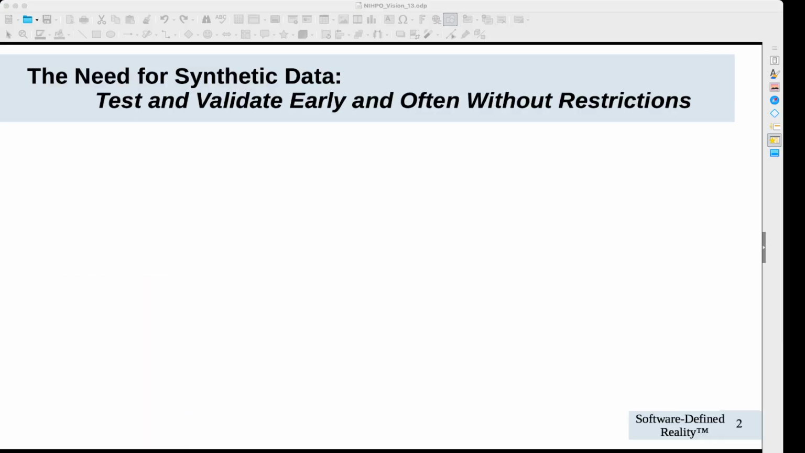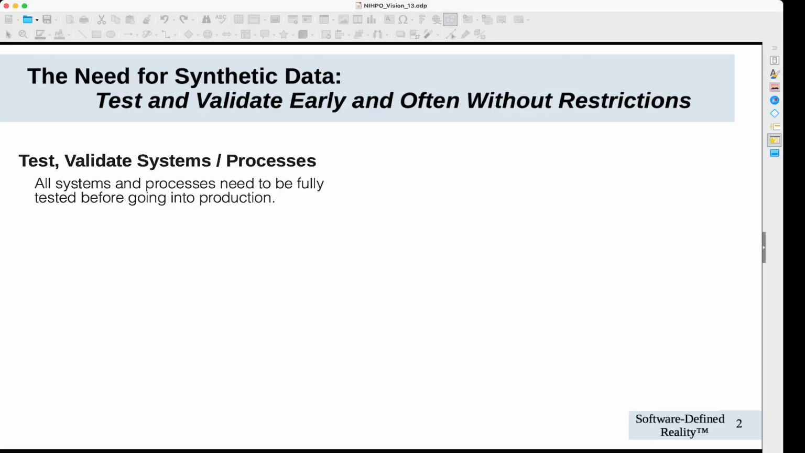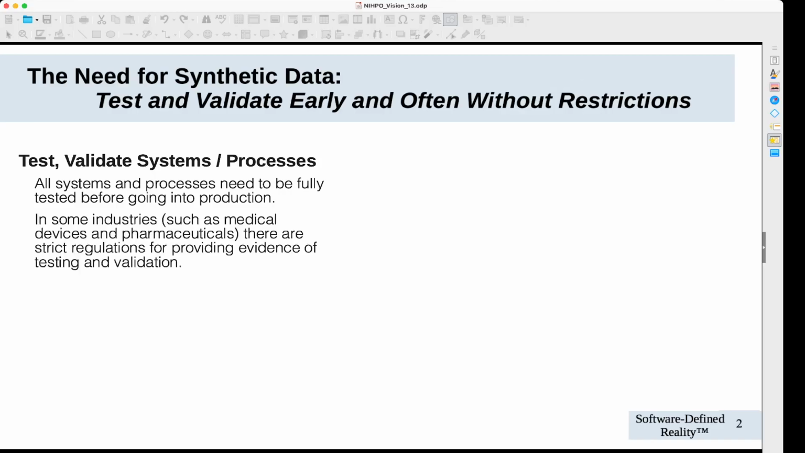The need for synthetic data comes from the specific requirement that many businesses and organizations have to test and validate early and often and without any restrictions. There are several ways that this requirement manifests itself. All systems and processes need to be fully tested before going into production.